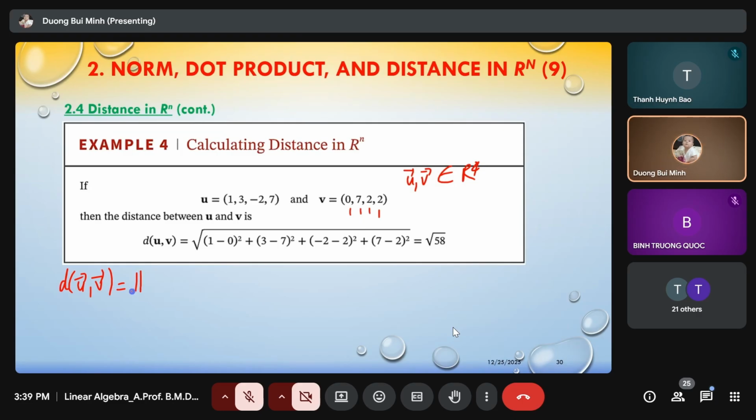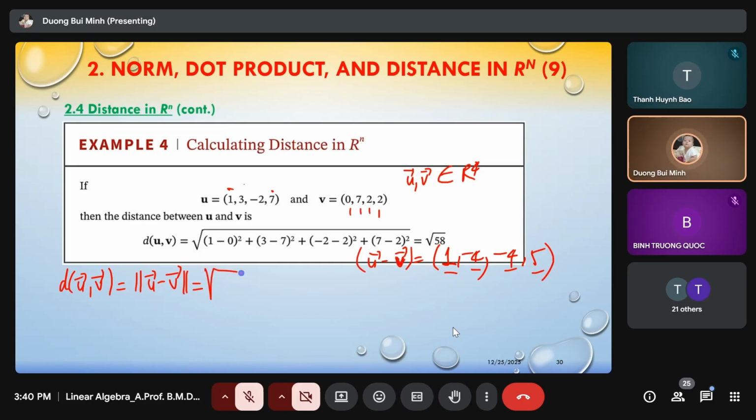That means we take the norm of vector u minus vector v. And vector u minus vector v is: 1 minus 0 is 1. 3 minus 7 is minus 4. Minus 2 you get minus 4. 7 minus 2 you get 5. So vector u minus vector v is (1, minus 4, minus 4, 5).